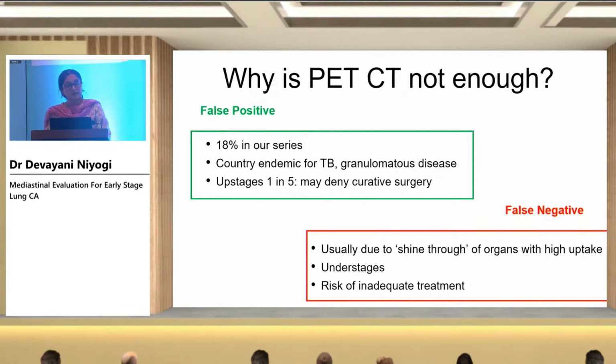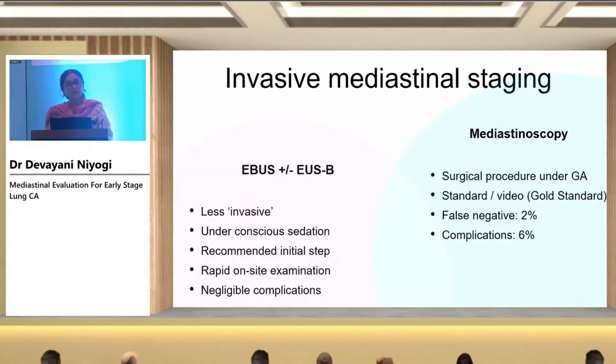The other end of the spectrum is the false negative, which is due to the shine through effect of organs in the mediastinum, which all have pretty high uptake on a PET scan. And so you don't end up seeing the hot nodes, which risks understaging your patient, and you end up giving less treatment than the patient would actually deserve. Which is why we come to invasive mediastinal staging.